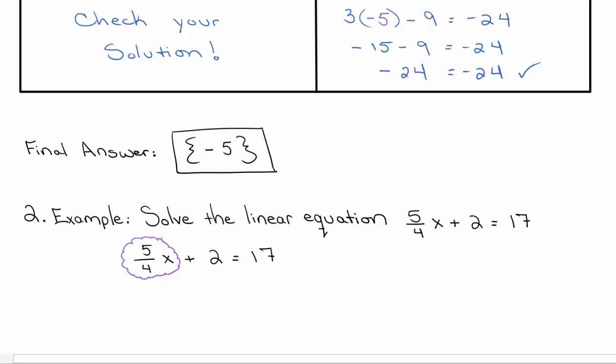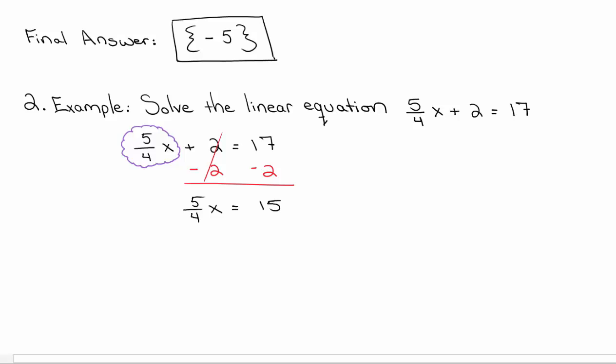So first thing we want to get rid of is the 2, the 2 that's being added to that variable expression. The opposite of adding 2 is subtracting 2. So I'm going to subtract 2 from both sides of the equation. So this will leave me with 5/4 x is equal to 15.